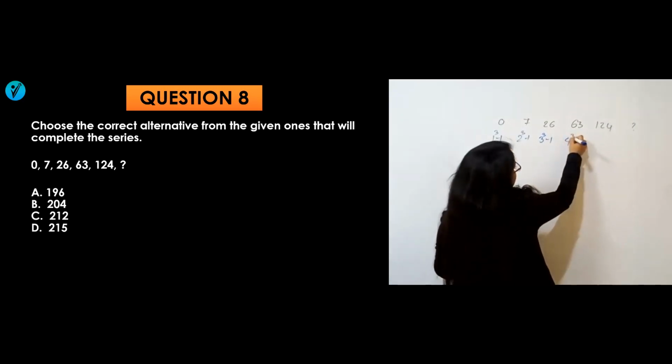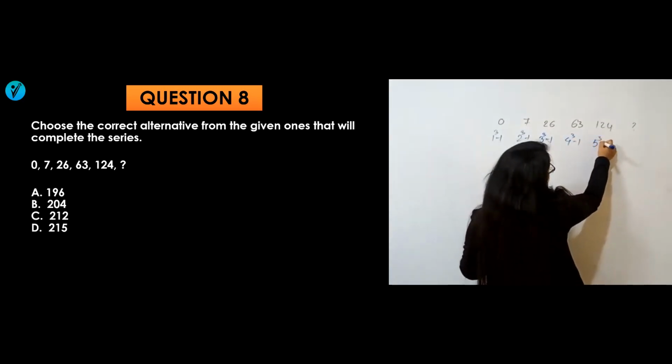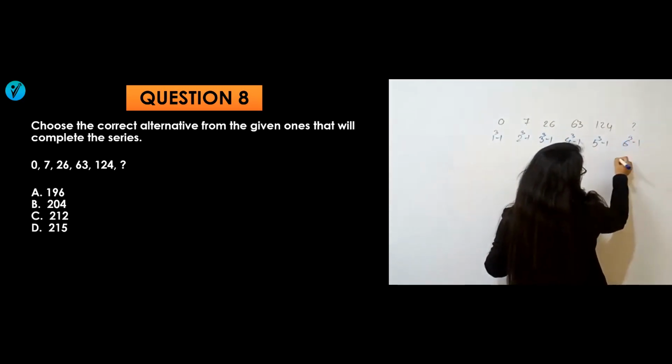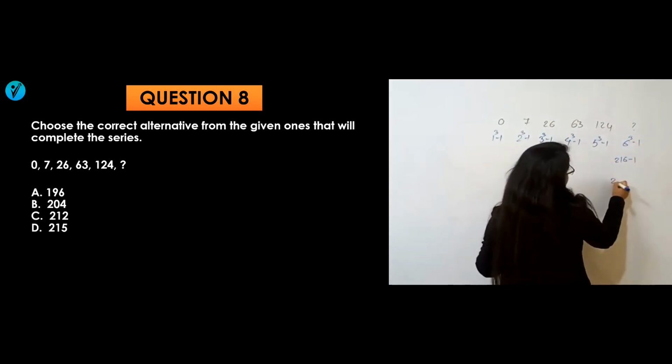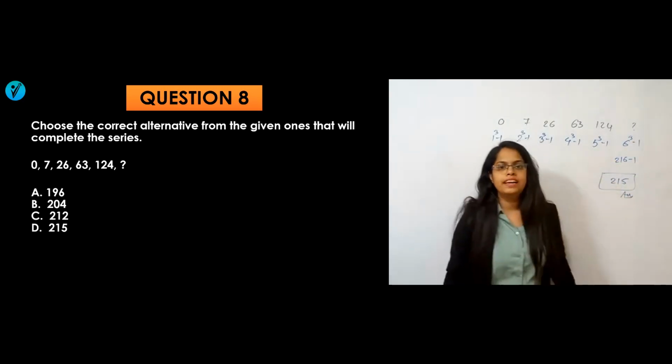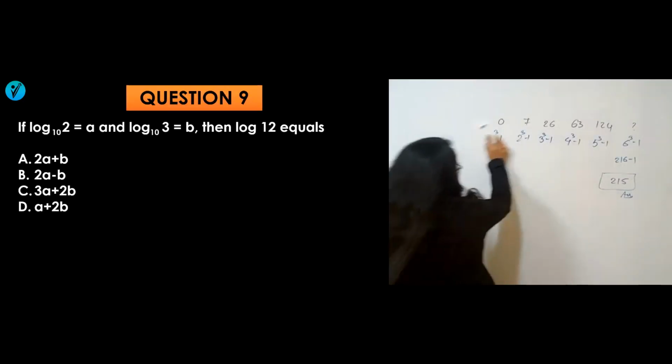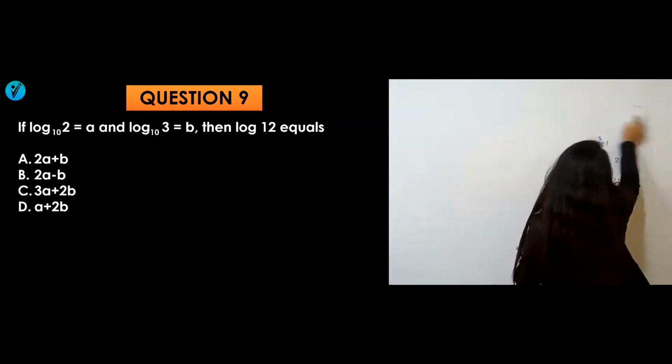4 cube means 64 minus 1. 5 cube means 125 minus 1. So this will be 6 cube minus 1. That means 216 minus 1. So your answer will be equal to 215. That is option number D. Easy. Now let's solve the next one. Question number 9, which is of the logarithm.